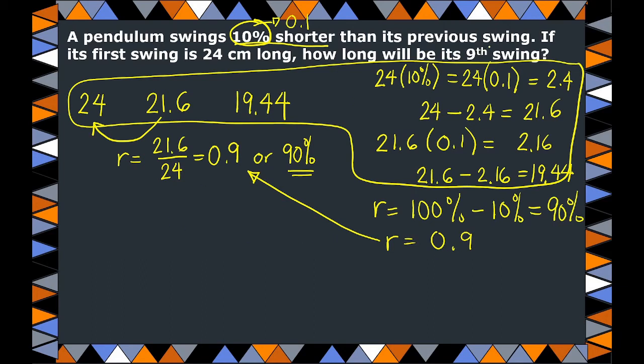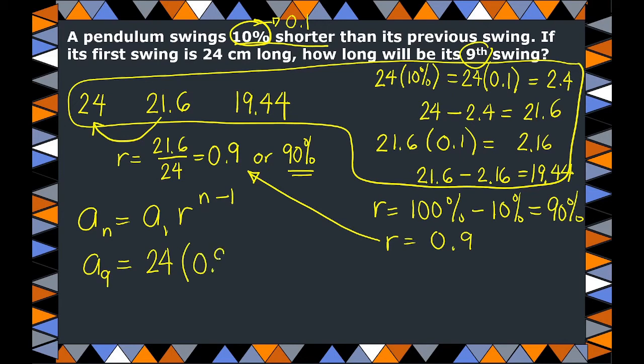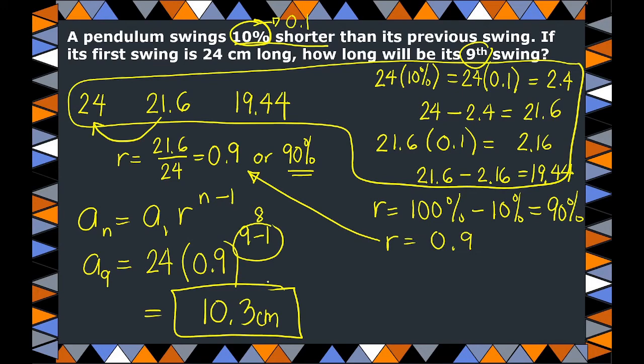Okay? So the question here is, how long will its ninth swing be? So meaning this is a sequence problem. This is the first term, r raised to n minus 1. So I have the ninth term, the first term is 24, times r, that's 0.9, raised to 9 minus 1, which is 8. So I now have 0.9 raised to 8. Then multiply that by 24. You will be getting 10.3 for that. So meaning the ninth swing is 10.3 centimeters.